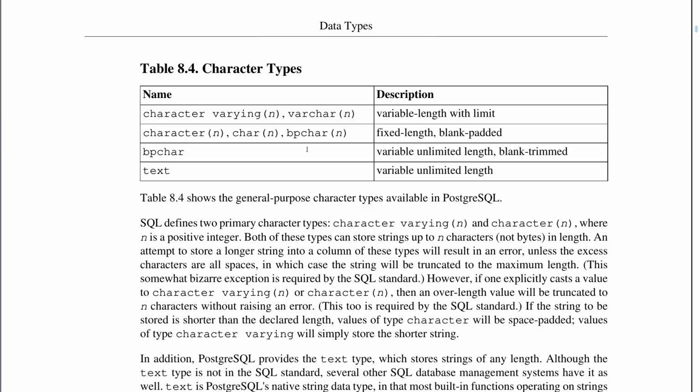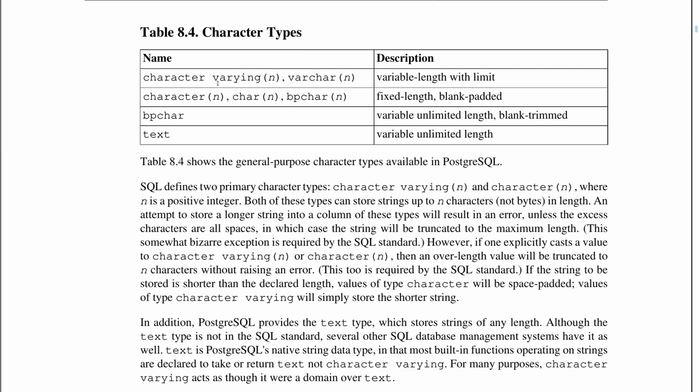Now we have character types. There are 4 types here: character varying(n), varchar(n), the variable length character type with a limit of n characters; character(n) or char(n), fixed length blank padded character; bpchar, variable unlimited length blank trimmed; and text, variable unlimited length.